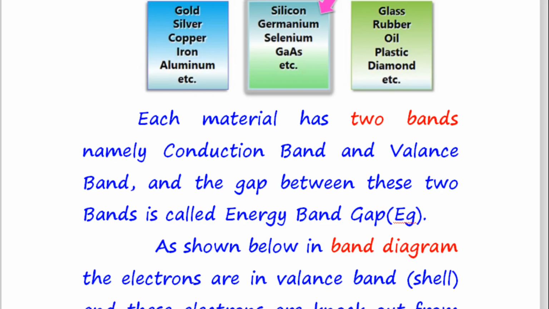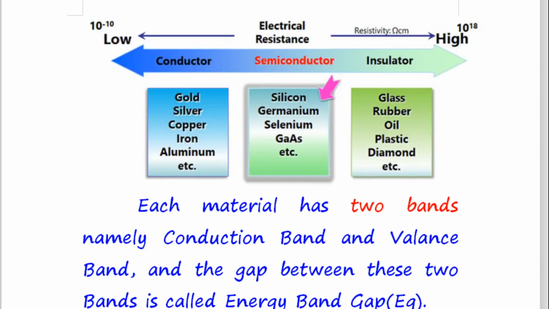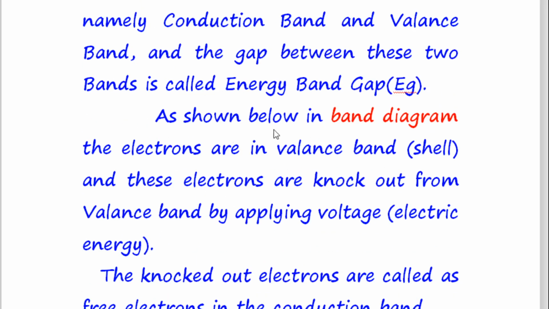Now after this, what we are going to study, we are going to revise 12th standard properties of all these three different materials, semiconductor, conductor and insulator, on the basis of band theory, B-A-N-D band. So here see, each material has two bands, namely conduction band and valence band. And the gap between these two bands is called energy gap and indicated as Eg.